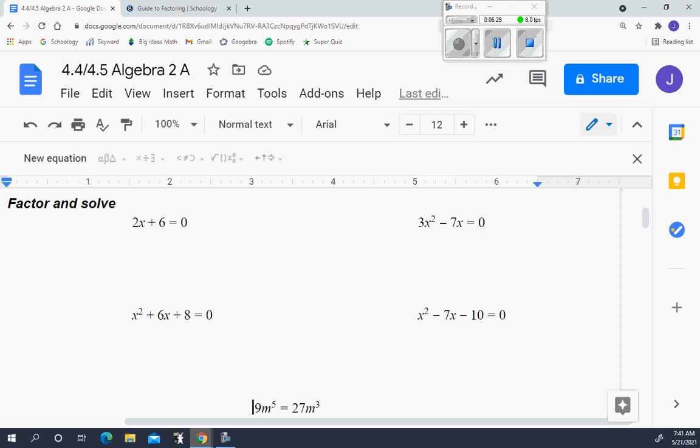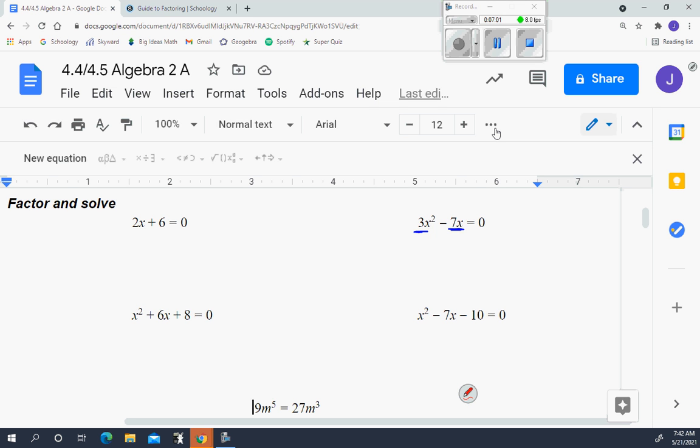Okay, but now, what happens if we get 3x squared minus 7x equals 0? Pay attention. This is where the true solve and factoring comes into play. First thing I want you to do, look for common factors. Do these two things have anything in common? The 3 and the 7, they don't have anything in common, right? 7 is not a multiple of 3.